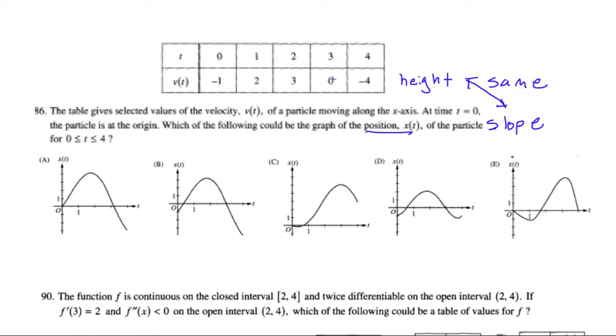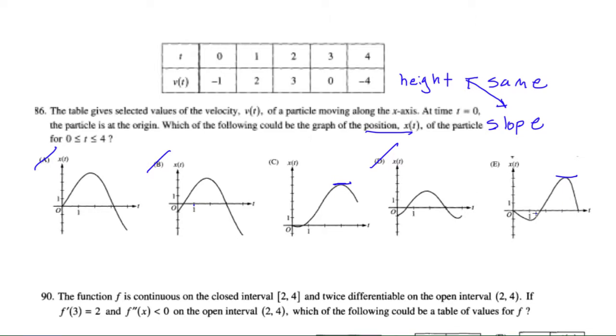I'll have a slope of 0 at 3. So at 1, 2, 3, I should have a slope of 0. Okay, this one has a slope of 0. This one didn't. This one didn't. That one has a height of 0. So I'm between C and E, just knowing that I have a slope of 0 here. What other information do I know?